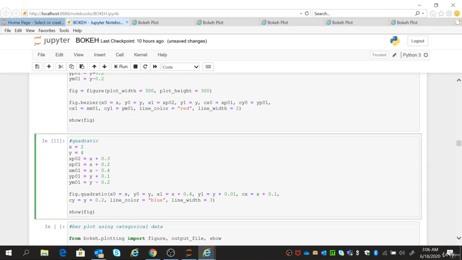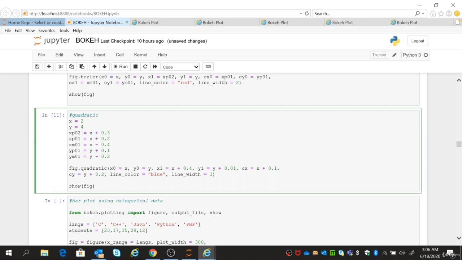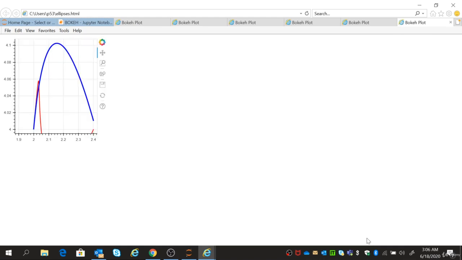Quadratic, if you want to introduce, the only change is that two parameters have to be removed. So CX0 and CX1, the X coordinate control points, are not required. So in that case, it will give you a quadratic one. Okay, so this is for the quadratic. Let's run it and let's see how this comes. So if you see it carefully, this is what we get. Okay, the quadratic shape.